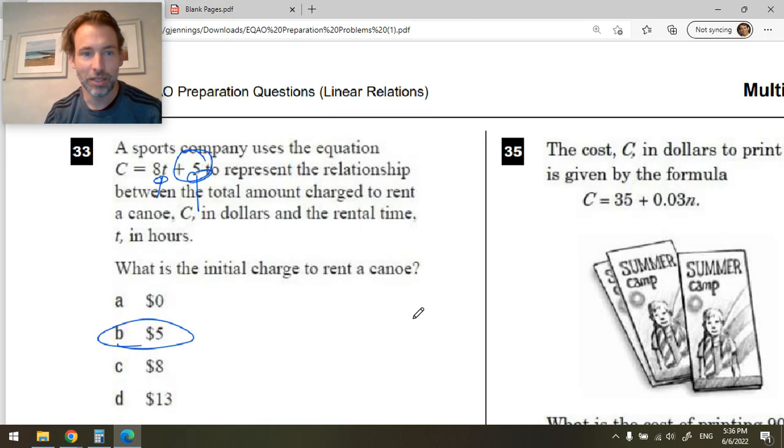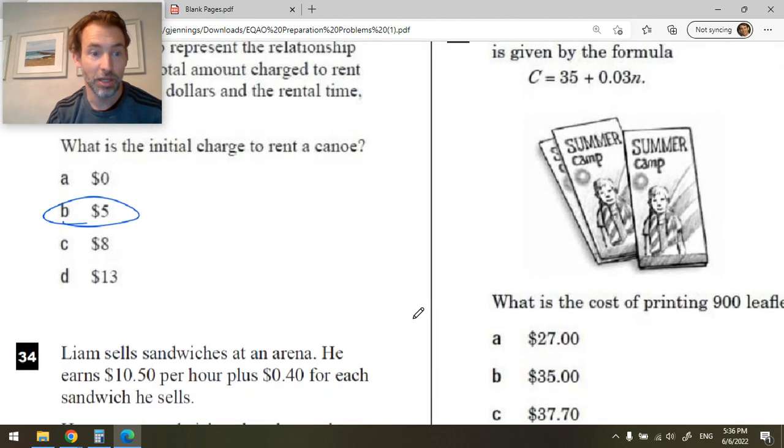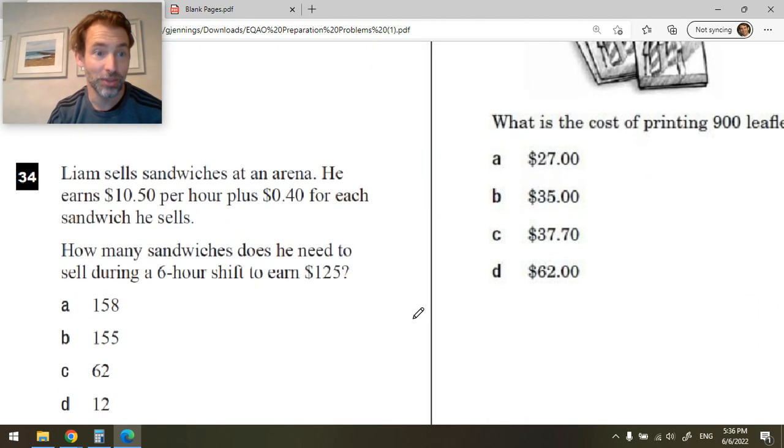If you're just tuning in, we've gone through 33 of the 77 questions. So this marks the halfway point, and you're going to notice the speed goes up. Okay, Liam sells sandwiches at the arena. He earns $10.50 per hour plus 40 cents for each sandwich he sells. How many sandwiches does he need to sell during a 6-hour shift to earn $125?